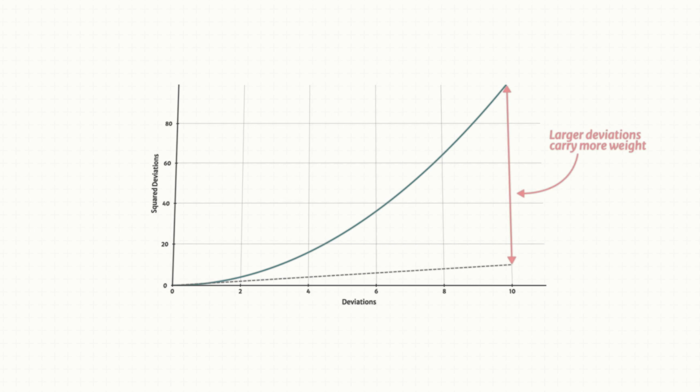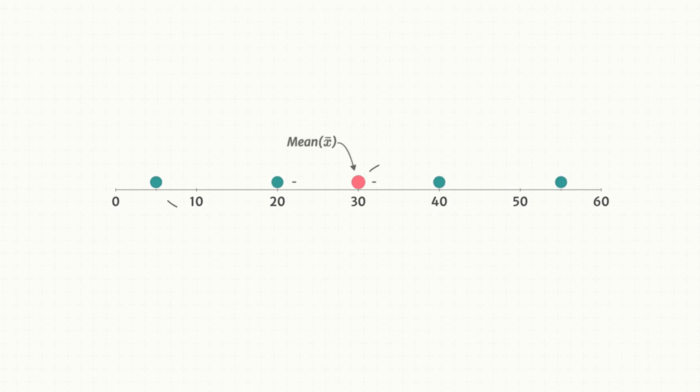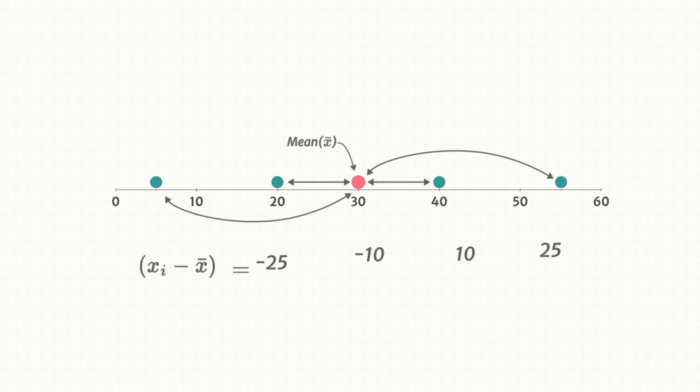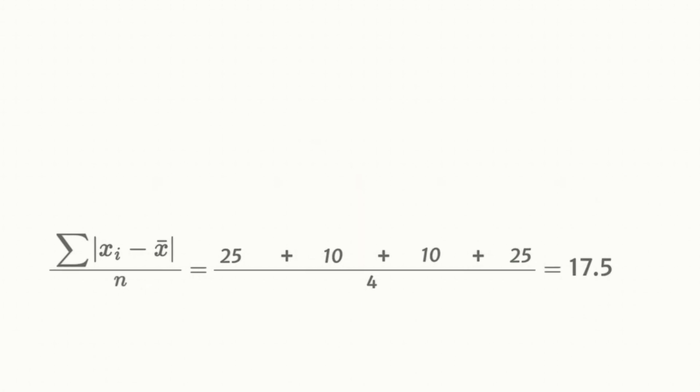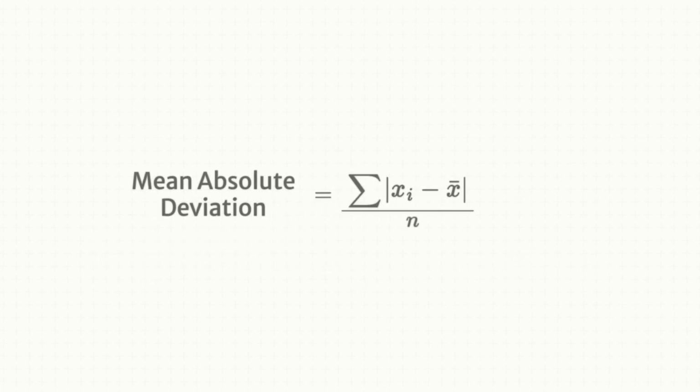This means a few high deviations can heavily influence the standard deviation. The reality is that we didn't need to do all of that to understand the spread of our data. There are other forms of calculating variability that simply take the absolute value of the deviation and then take the average. This is known as the mean absolute deviation.